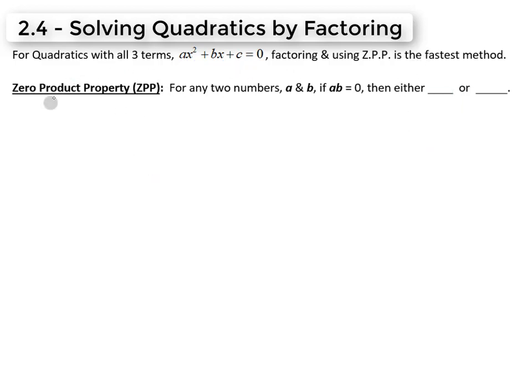So we'll learn how to do this. Of course, it's the fastest. We don't want to use the quadratic formula every time. That's a giant waste of our time, especially on timed tests. So zero product property, what is that?